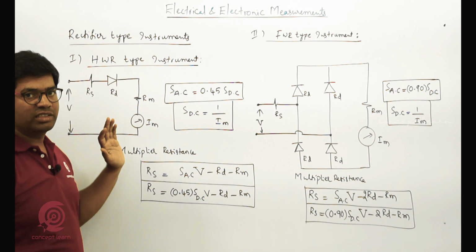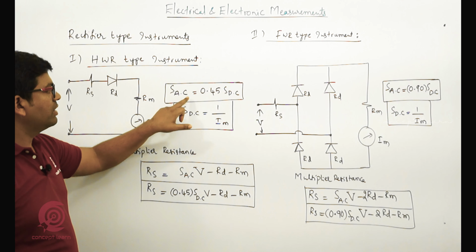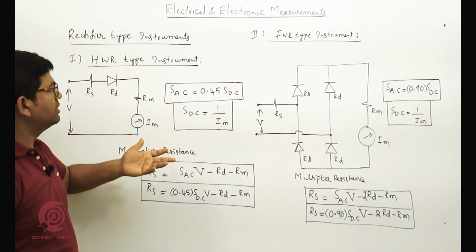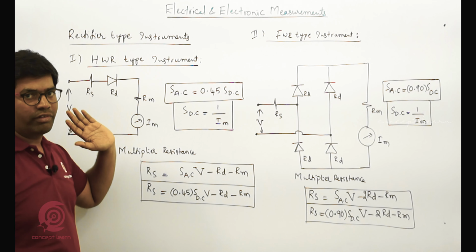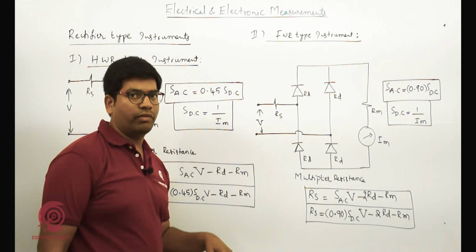So we have a possibility from multiplier resistance calculations, or even the relation for AC sensitivity in terms of DC sensitivity. This is for the half wave rectifier type instrument, but here sensitivity is somewhat less when compared with full wave rectifier.